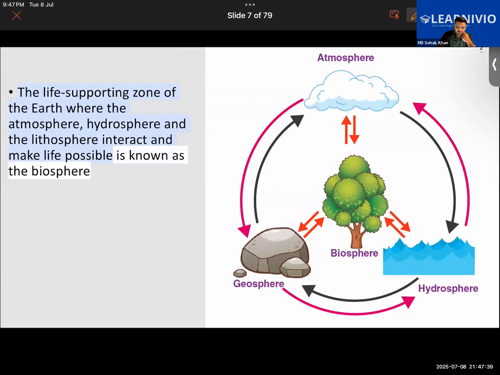I believe some basic things we have already discussed, like atmosphere, lithosphere, hydrosphere. And the life supporting zone of the earth, where these three different zones interact with each other to make life possible, what do we call that? Biosphere. When these three different zones interact, that is the biosphere. Also, the biosphere is not some physical structure. It is made up of the interaction of these three different things.